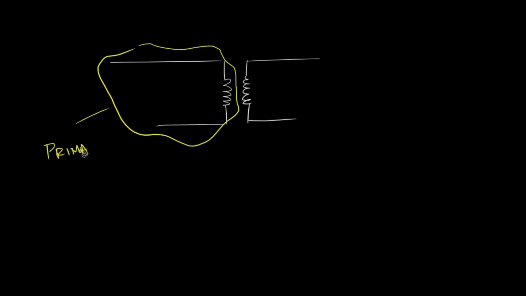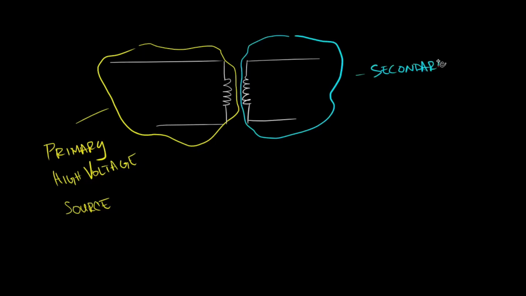Let's begin by drawing a single-phase transformer with two windings. We'll assume that the winding on the left is the primary side, or the high voltage side, or the source side, and the winding on the right is the secondary side, or the low voltage side, or the load side.